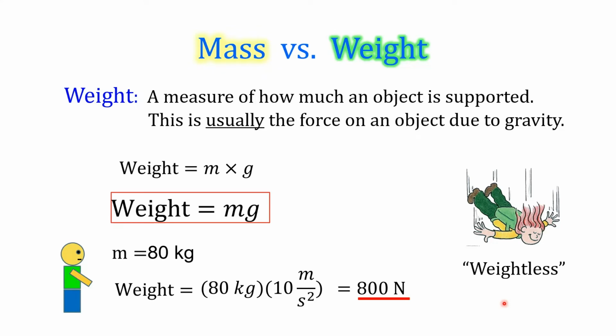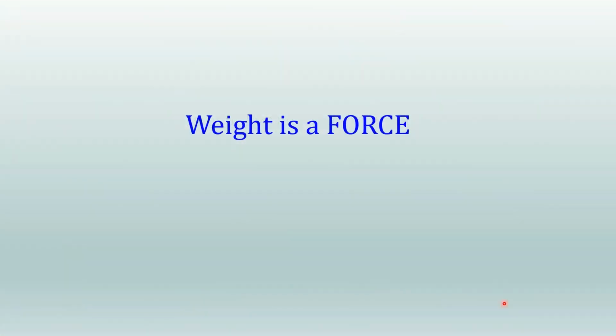That unit hints at something crucial to distinguishing between weight and mass. Because weight has units of force, newtons, which we've always used to represent force, we can say that weight is a force. On the other hand, mass is not a force. So there's a crucial difference right there.